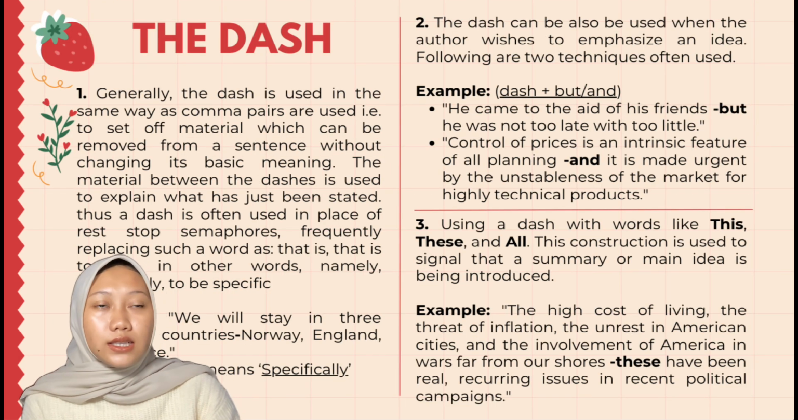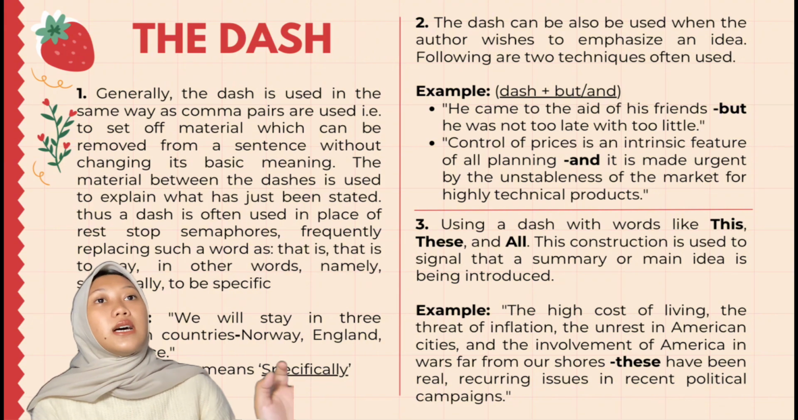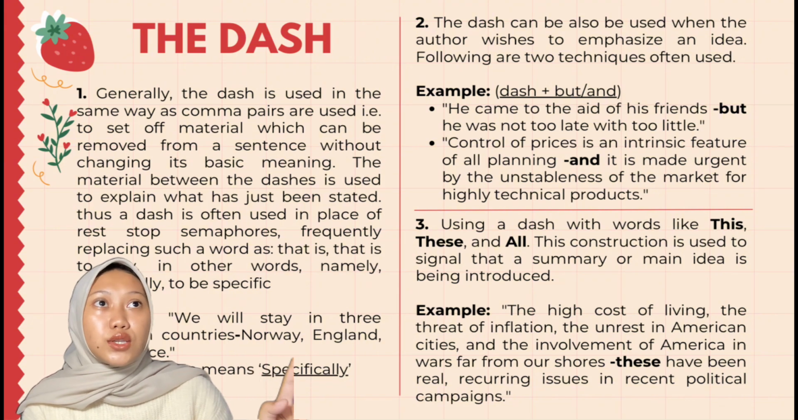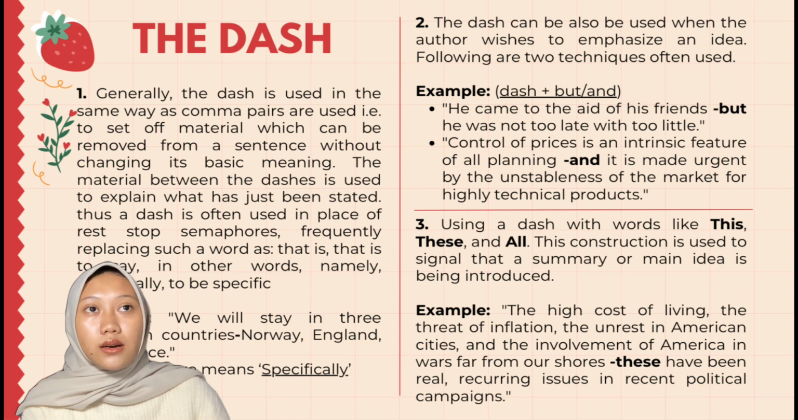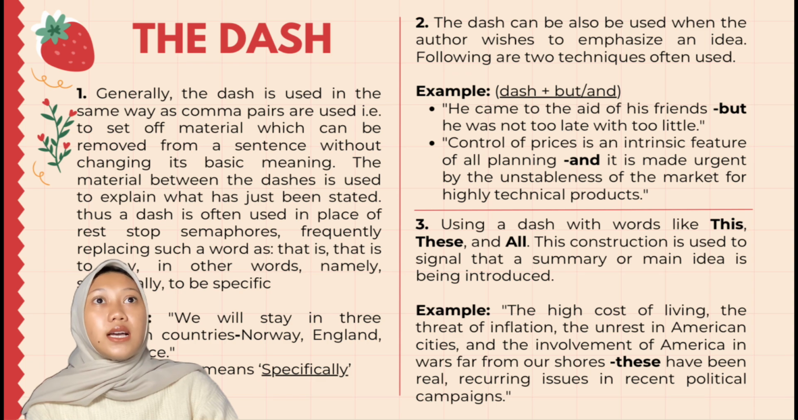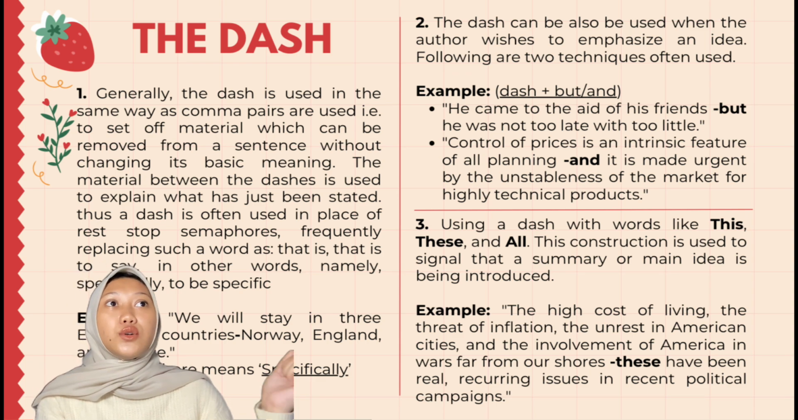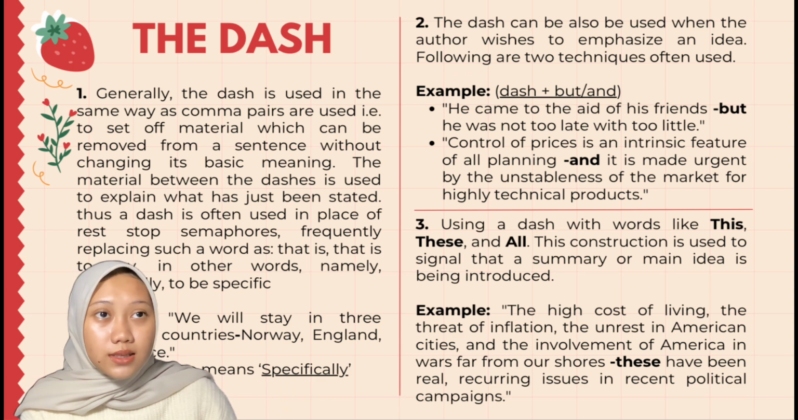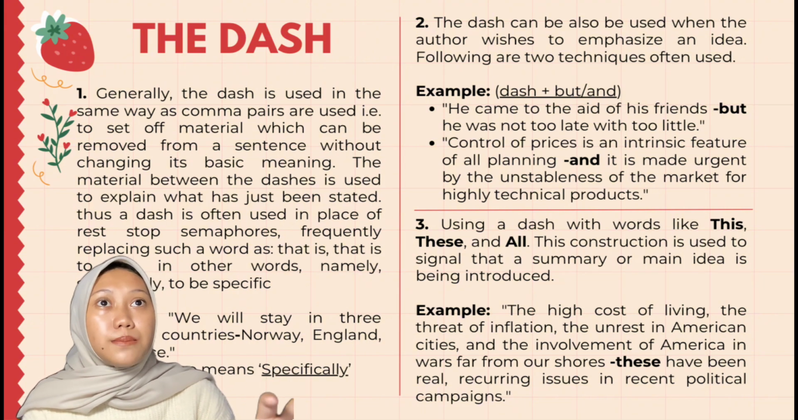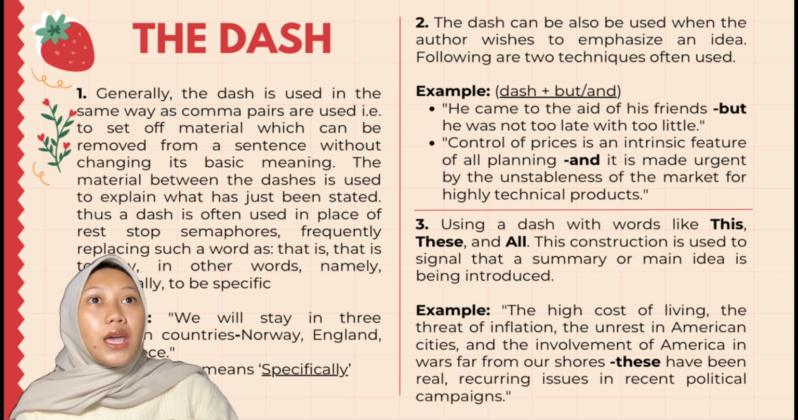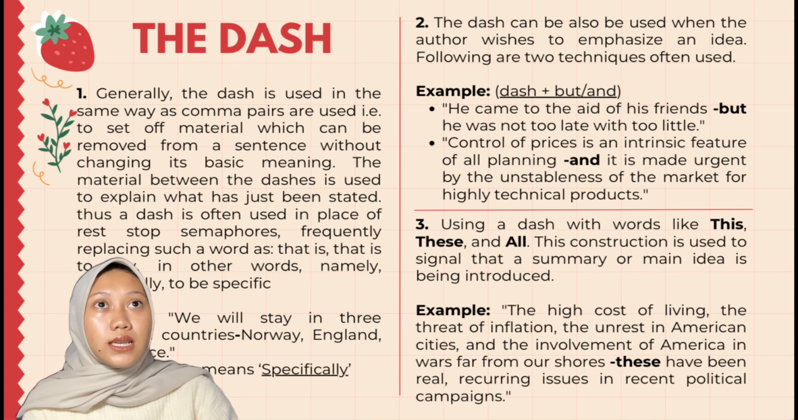Second is the dash. There are three special uses of the dash, which can be used to guide the reader to better comprehension. First, generally, the dash is used in the same way as comma pairs are used, to set off material which can be removed from a sentence without changing the basic meaning. The material between the dashes is used to explain what has just been stated.